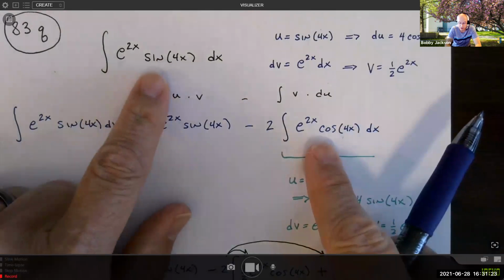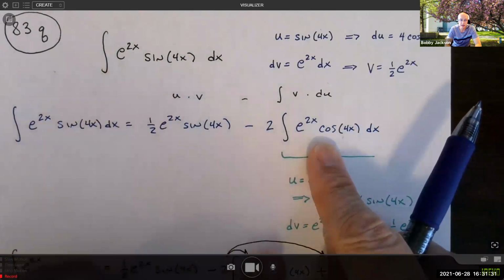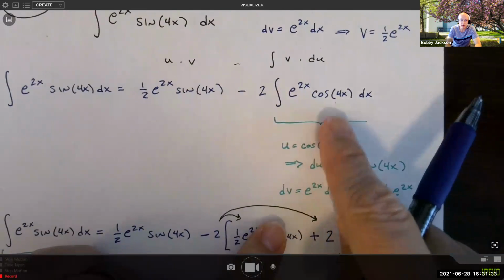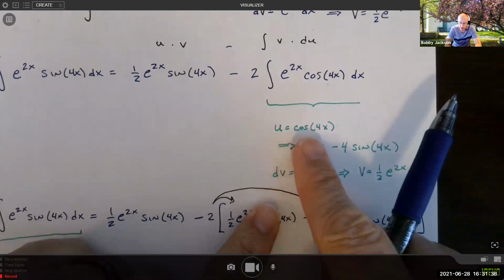I mean, the original integral in this one are equally as challenging to do. And so it seems like we're not getting a simpler integral. But in this case, if we choose integration by parts again on this one, what am I going to do? I'm going to let u again be the trig function cosine of 4x.